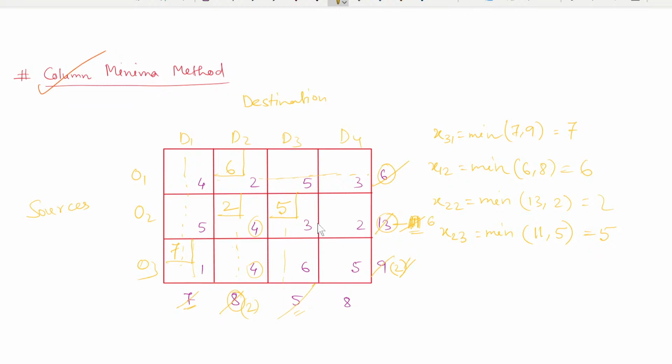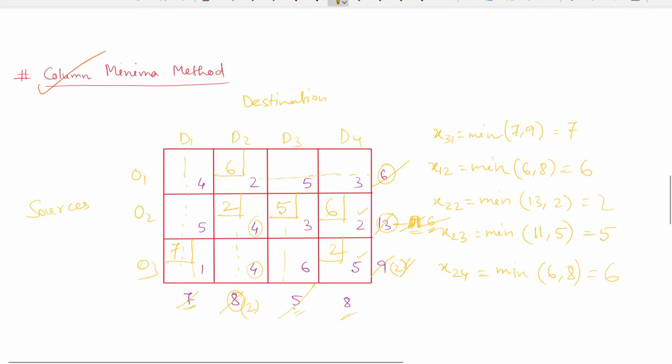Now we go to the next column. Since only these two cells are remaining for allocation, and 2 is the minimum, we allocate here. This is cell x24. x24 is equal to the minimum of 6 and 8, which is 6. Therefore we write 6 here, and now this is exhausted, and only 2 units of the demand D4 are remaining, so we write simply 2 here. So this is the allocation of the column minima method.